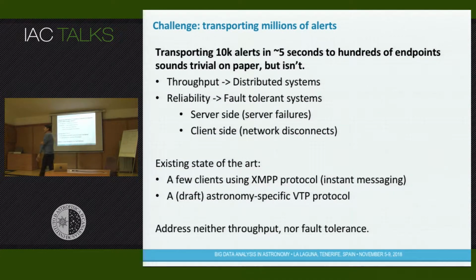Now, the other thing that is challenging when you're trying to send 10 million alerts to people is that moving that data from me to you may sound like a trivial thing, but doing it robustly is anything but. We need to move 10,000 alerts in 5 seconds to hundreds of endpoints, so hundreds of people. So one issue that you have is throughput. That means just getting that much data out of the data center and out of the computing system.